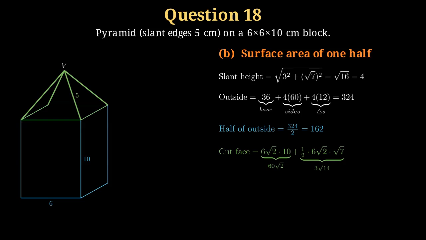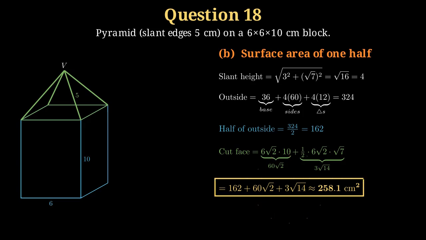Its block part is a rectangle, the diagonal 6√2 by the height 10, giving 60√2. Its pyramid part is a triangle, a half times 6√2 times √7, giving 3√14. So one piece has 162 plus 60√2 plus 3√14. About 258.1 square centimeters.